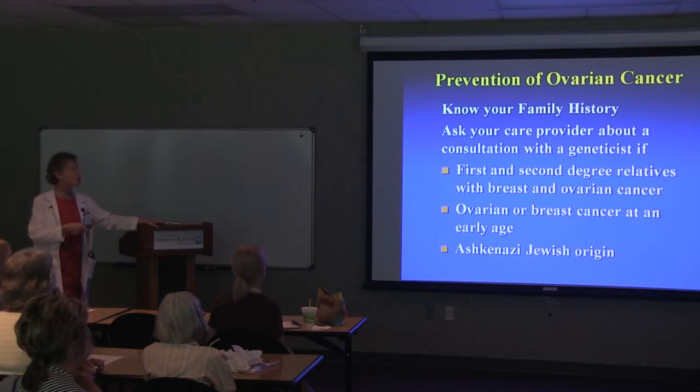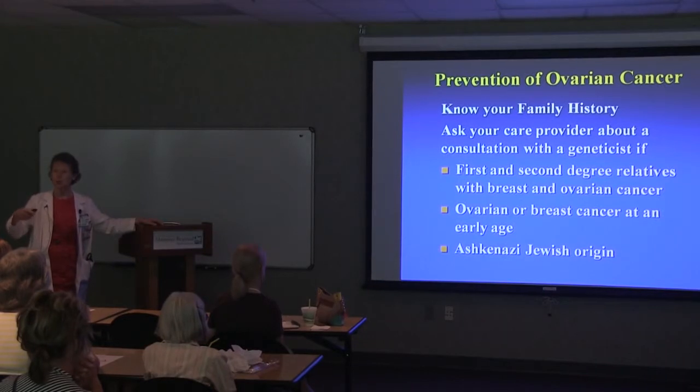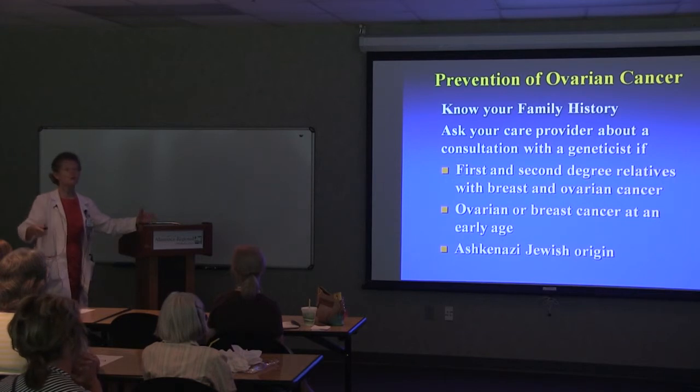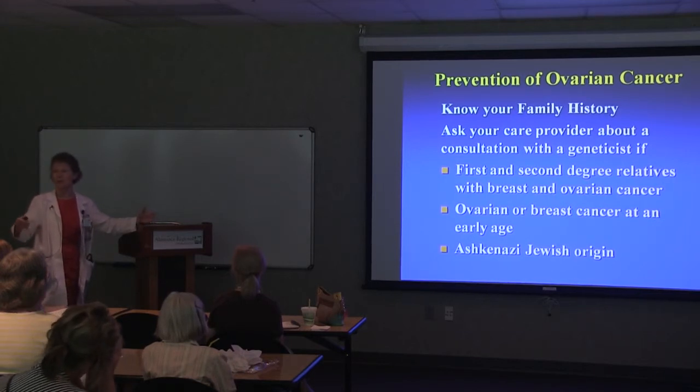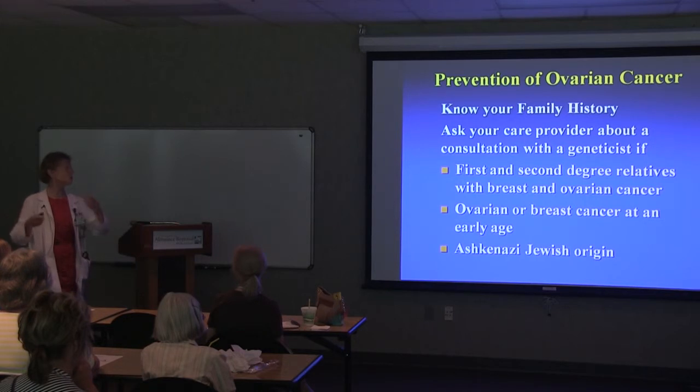So you can talk to your care provider about consultation with a geneticist to see if testing for the BRCA gene or other genes is important. So any first and second degree relatives with breast or ovarian cancer. People who get cancer on a genetic basis usually get it earlier in life. So any of your relatives with breast cancer in their 20s or 30s, or a woman with bilateral breast cancer, or men with breast cancer. Those are all very important risk factors.